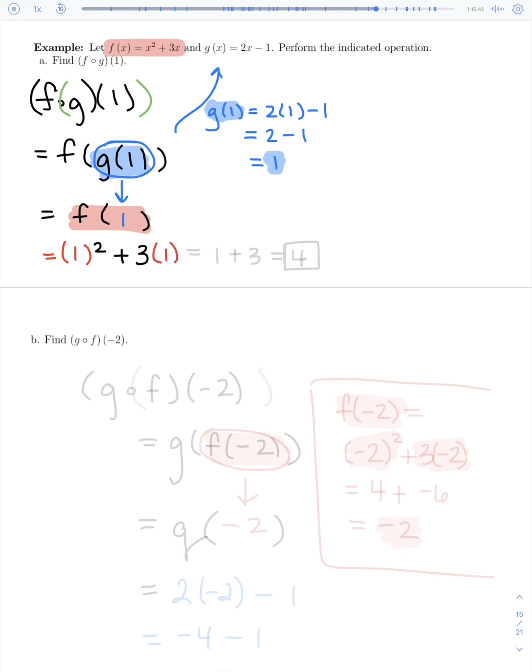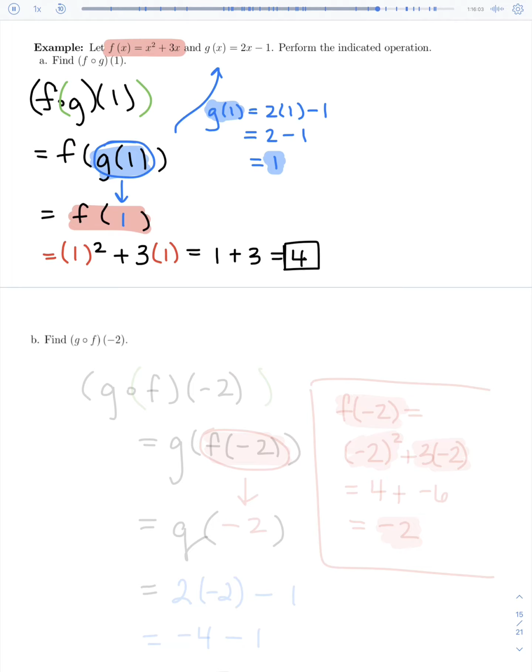Well, let's see what happens with that. We'll do our order of operations, which is the 1 squared, which is 1 first. Then you can do the 3 times 1, which is 3. And then you'll get the 1 plus 3, which is equal to 4. And that's going to be our final answer here.